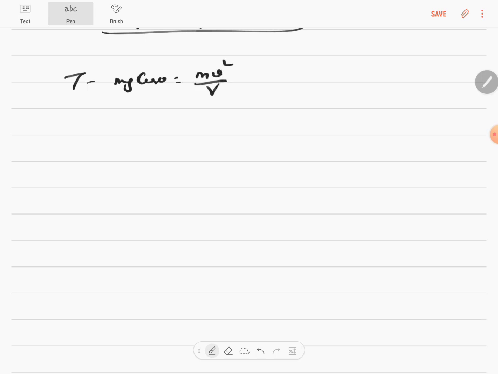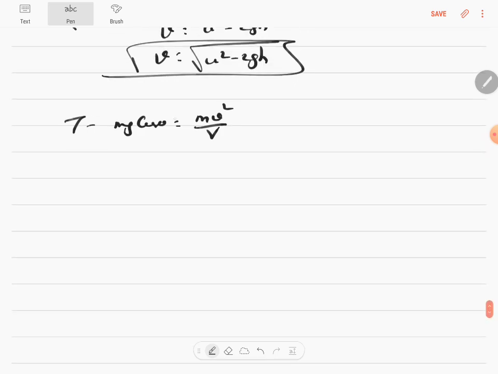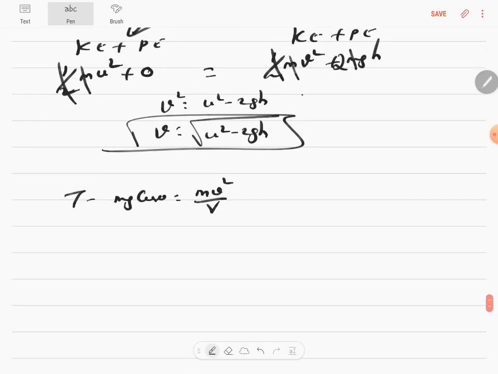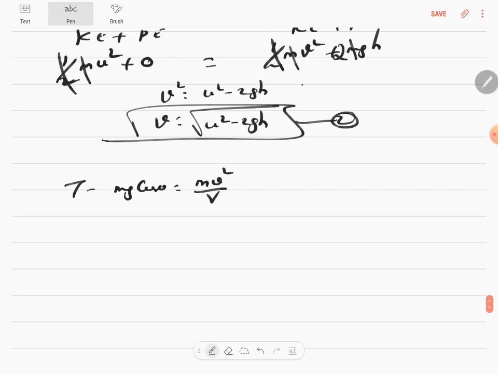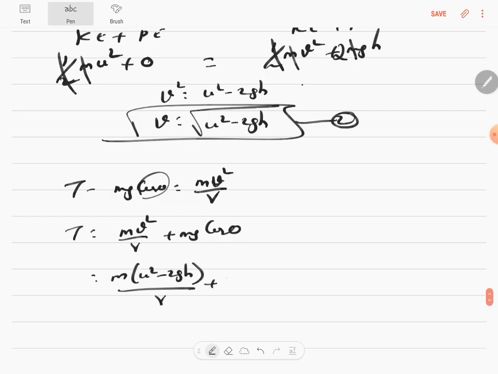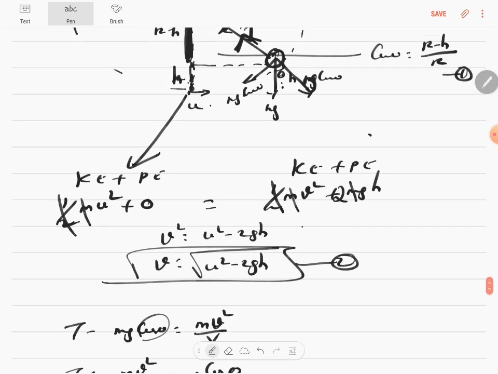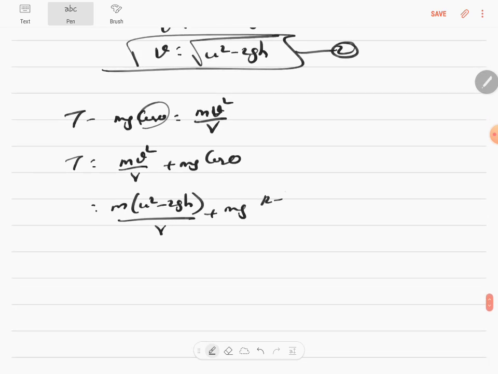Very, very important statement in here, because you know what cos theta is. You found this with equation 1. You found velocity, which is equation 2. So you can substitute for v as well as for cos theta. T is equal to mv square by r plus mg into cos theta, and v square itself is u square minus 2gh by r, plus mg into cos theta, which is r minus h by r from the first equation. R is the radius, you can keep it as capital R.